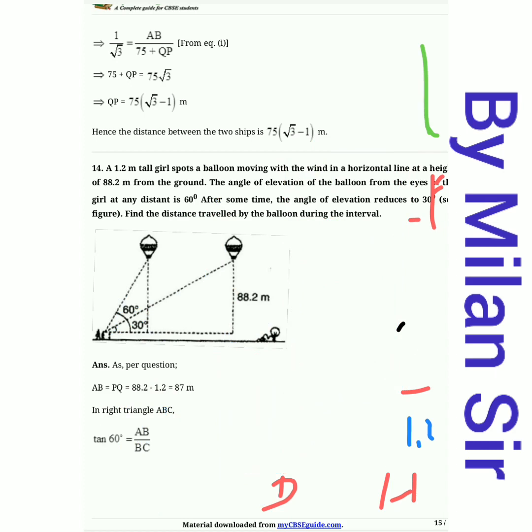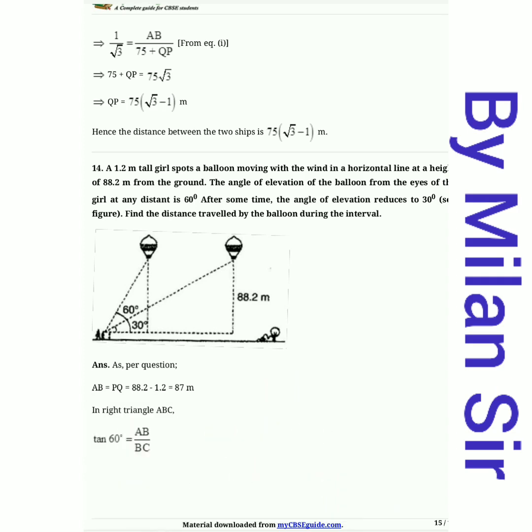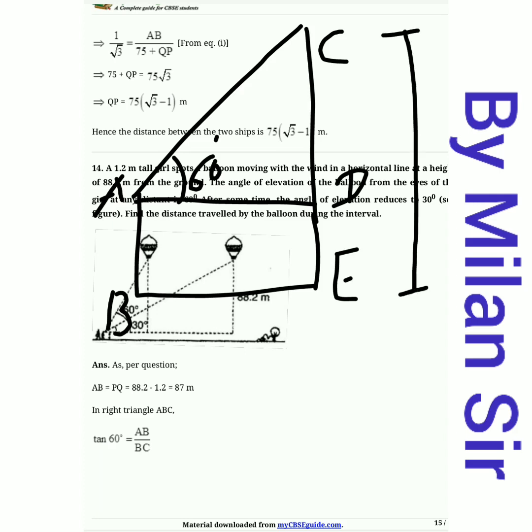So we use this method. First of all, I draw one triangle like this. Here 60 degree. I draw only the first part right now. A, B, C, D and E. Okay, this is CE, 88.2, the distance of the balloon from the ground. The height of the girl, it is AB, it is 1.2.